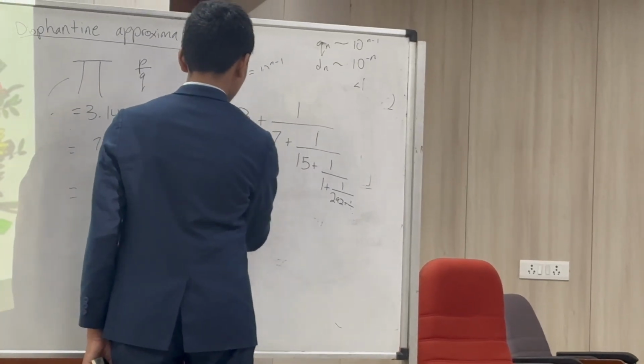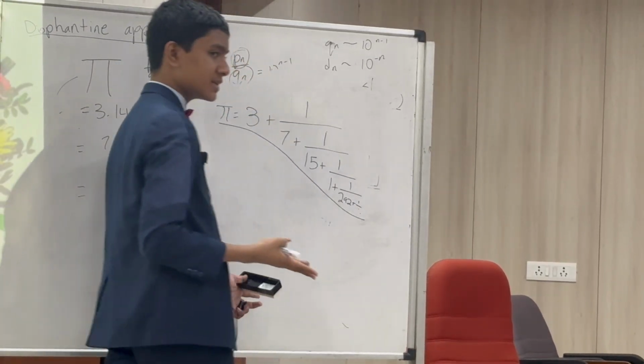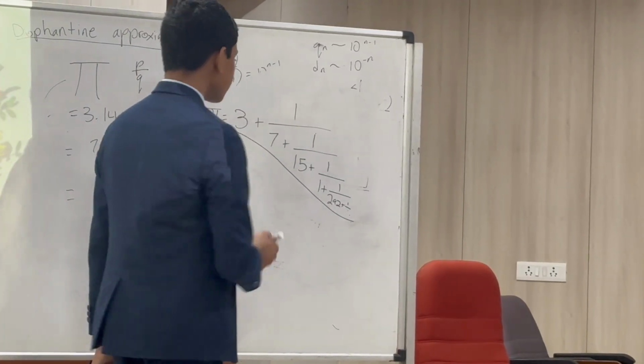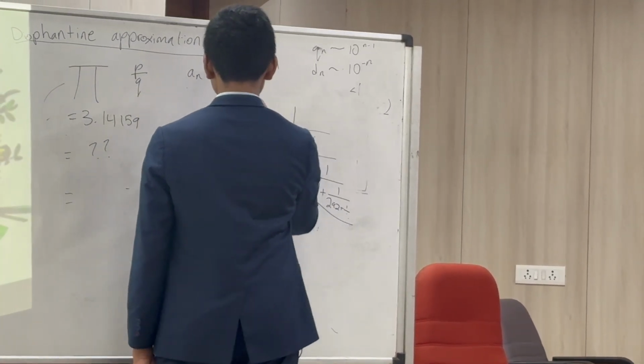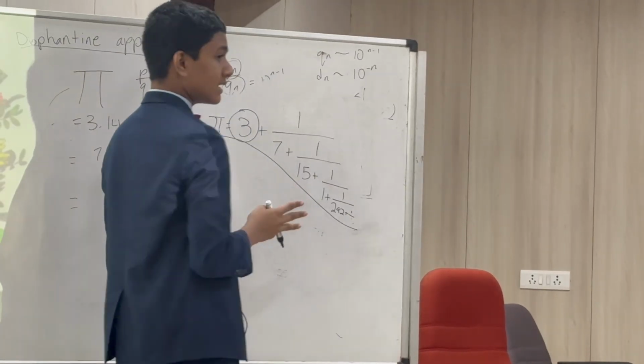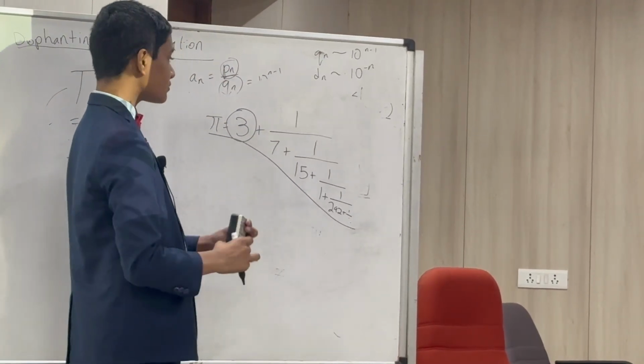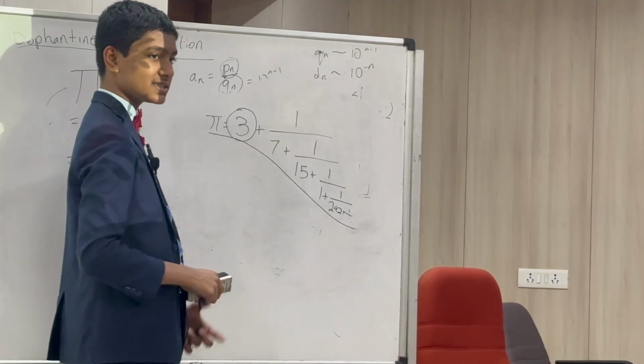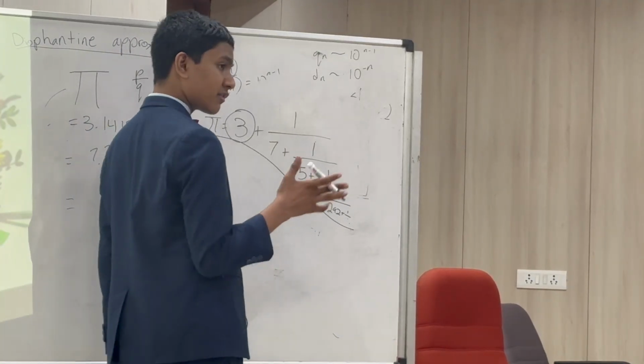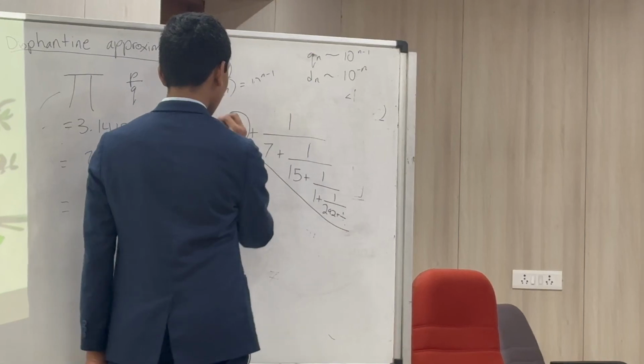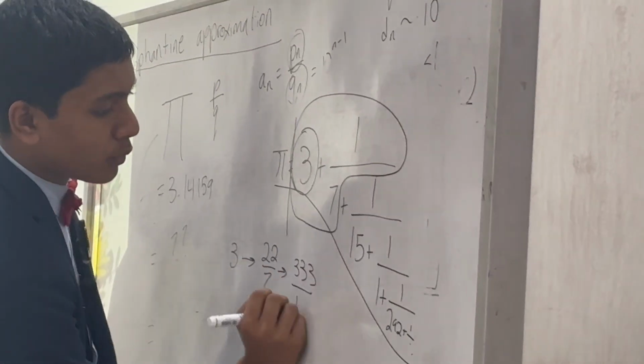So how does this relate to those approximations we saw earlier? Well, we started with just 3 over 1 as our first approximation. That's what happens when you just take this 3 in isolation. Then we started with 22 over 7 as our next test. That's what happens when you take the next step, and then 333 over 106.